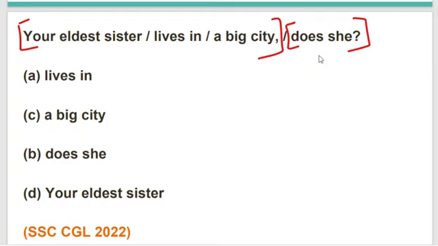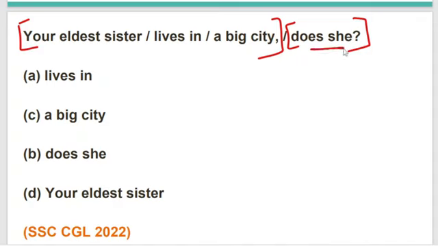Just a few seconds ago, I literally gave you the answer: whenever we need the answer, we usually put our statement in a negatively interrogative way. Your eldest sister lives in a big city, doesn't she?